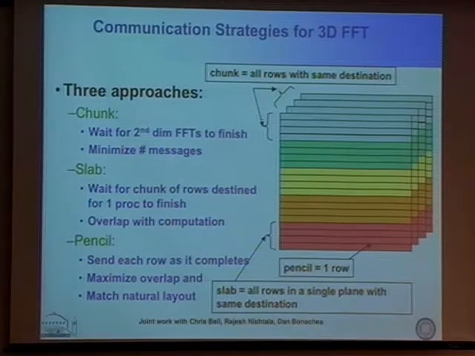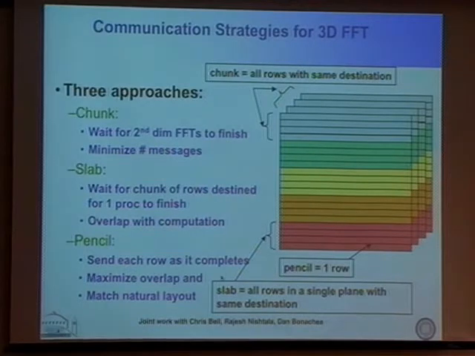The second algorithm says, well, wait just for one of the set of rows in one of the planes to be finished, that's going to the same processor. So take all the blue rows, send those as a single message. So in this particular picture, this processor would be sending 4 messages per remote processor rather than just 1 message for each other processor.